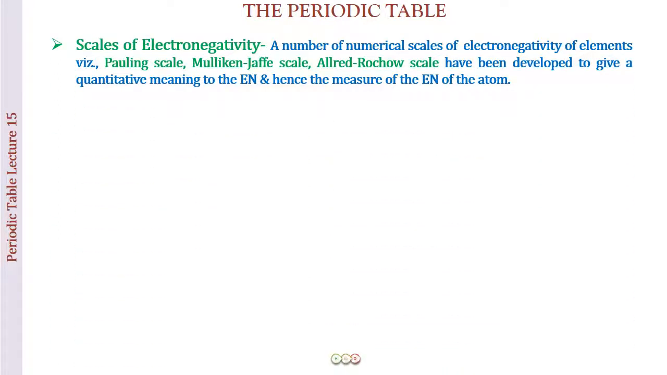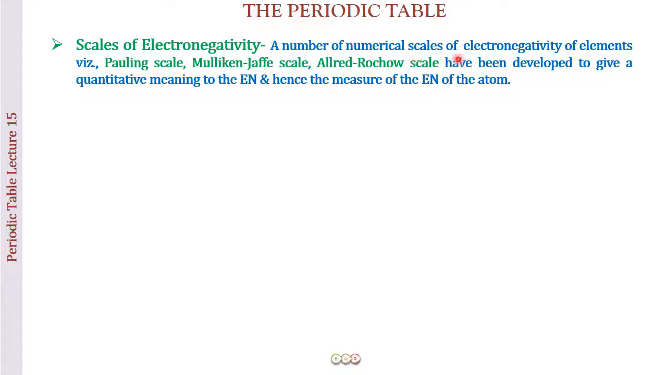Now let us see the scales of electronegativity, that is, how we measure electronegativity. Well, just now I said that this is a qualitative term, not a quantitative term, and now we are trying to measure electronegativity. Well, a number of scientists did try to give electronegativity a quantitative meaning so that we can measure electronegativity and understand how much is the ability of one element to attract the electron pair towards itself when it is in a bonded state.